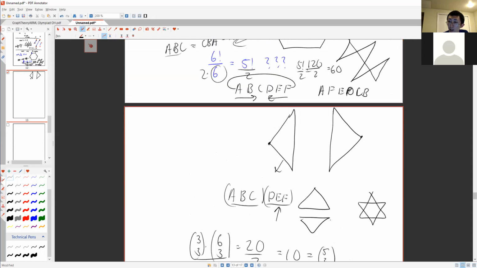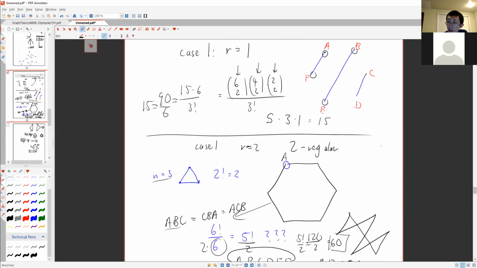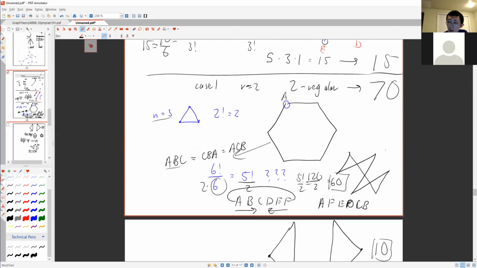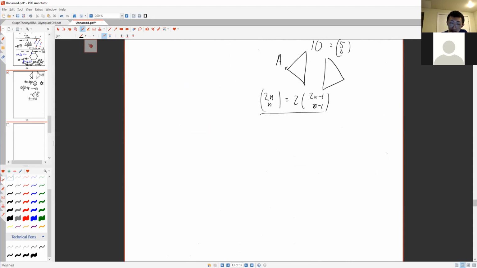Okay, so there's 10 ways here. So we had 60 plus 10, which is 70, right? So you get 70. And then we had 15 here, right? In the first case. So now we have 2 more cases, and it seems like they may be hard. But what's nice about the r equals 3 case and the r equals 4 case?